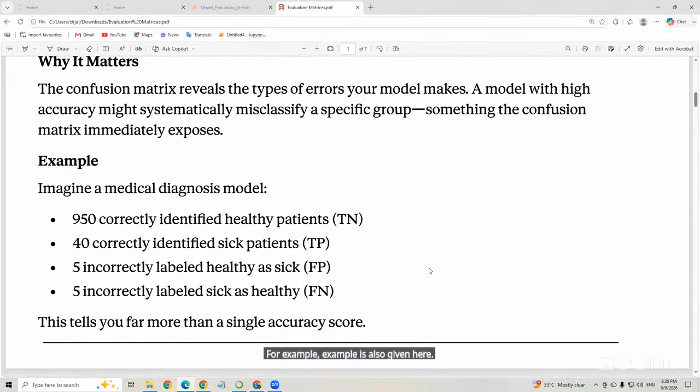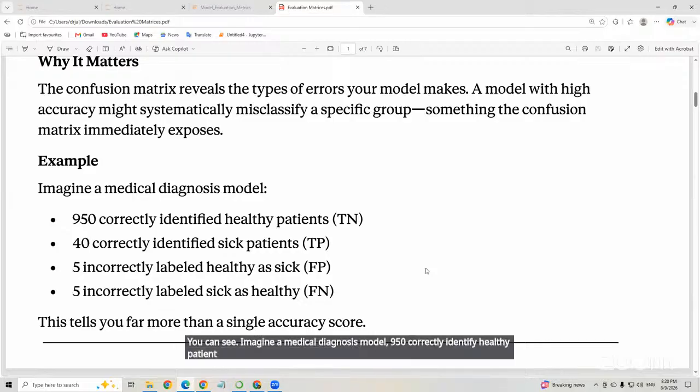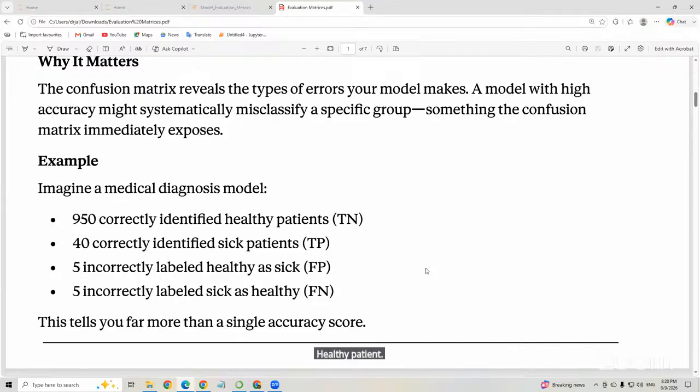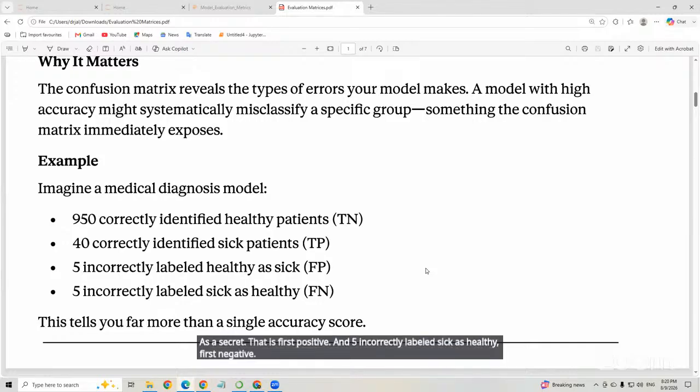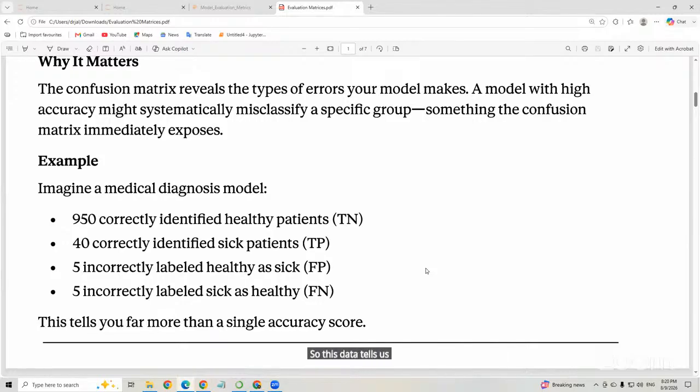Imagine a medical diagnosis model. 950 correctly identified healthy patients, and 40 correctly identified sick patients, that is TP. And 5 healthy patients incorrectly labeled as sick, that is false positive. And 5 sick patients incorrectly labeled as healthy, false negative. So this data tells us far more than a single accuracy score.